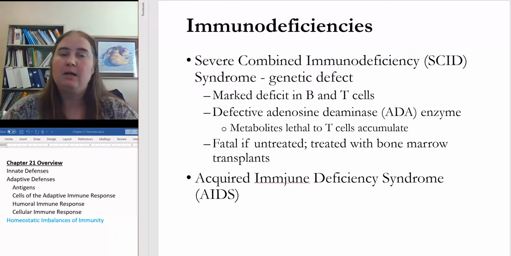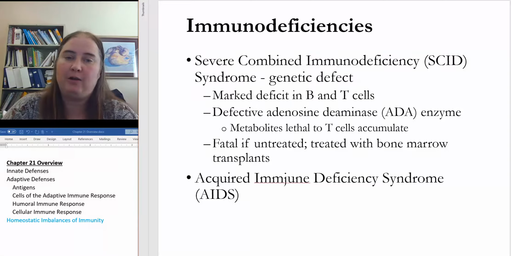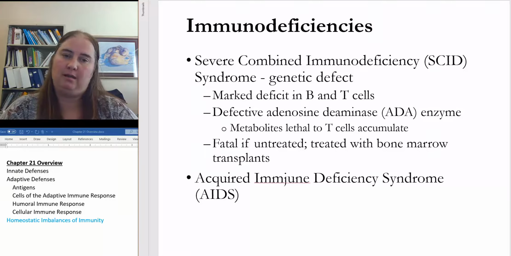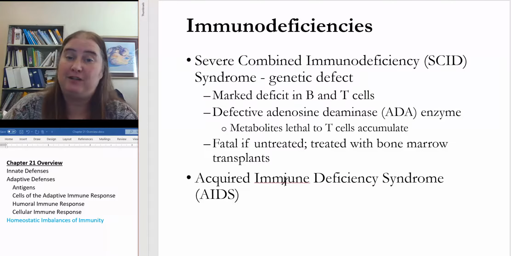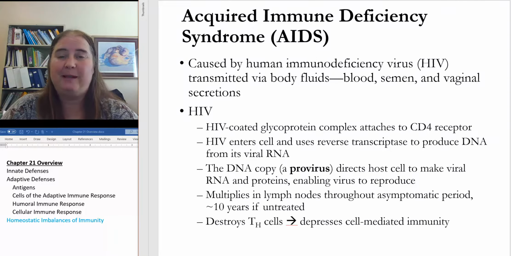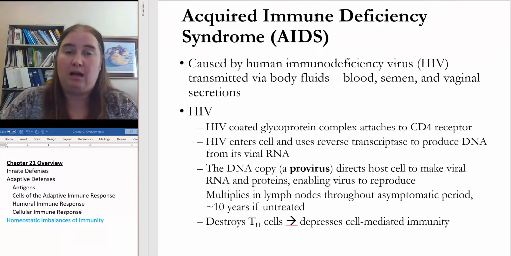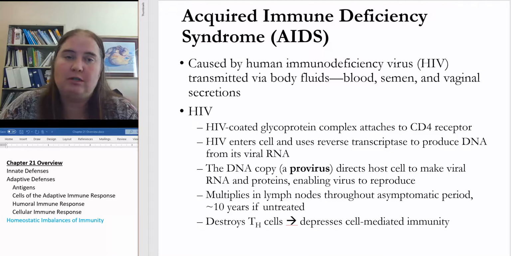Okay. The other immunodeficiency I want to talk about is AIDS, acquired immunodeficiency syndrome. Okay. So AIDS is caused by a virus known as the human immunodeficiency virus. It's transmitted via bodily fluids such as blood and semen, vaginal secretions.